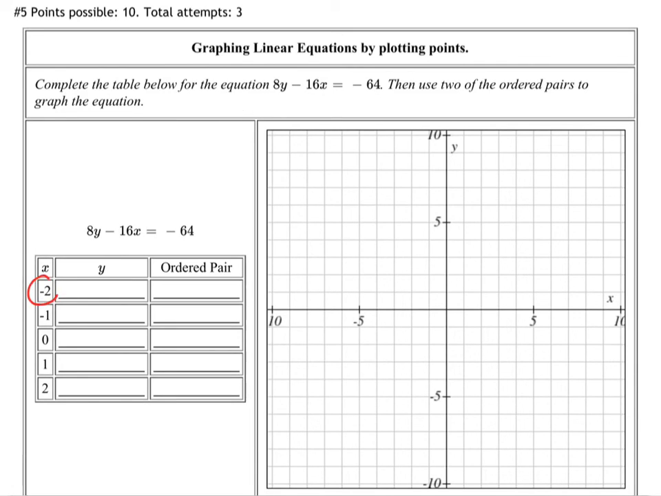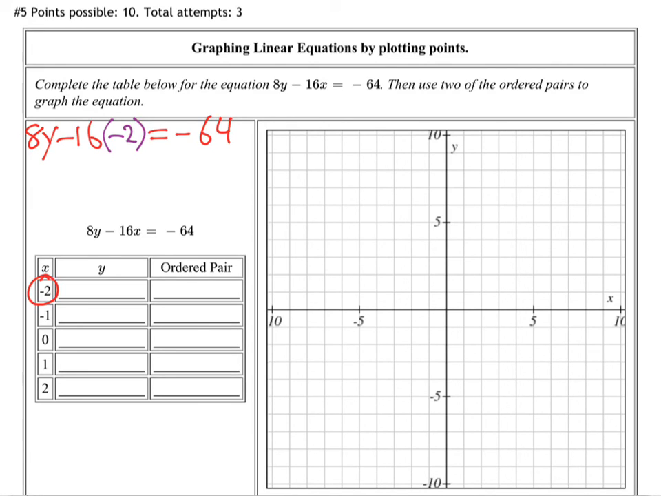And take x is -2. This one's going to be a little harder than the last one was. Plug in x is -2 right there, and then solve the equation for y. So I'll plug it in there. 8y minus 16 times the x. The x is -2 equals -64. Make sense what I did there? I just plugged in that x value for x in the equation.